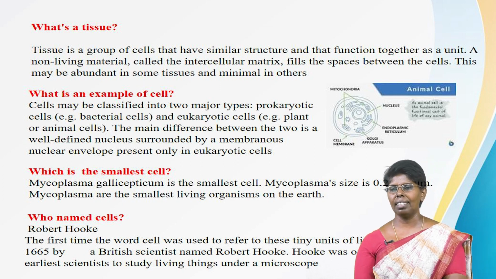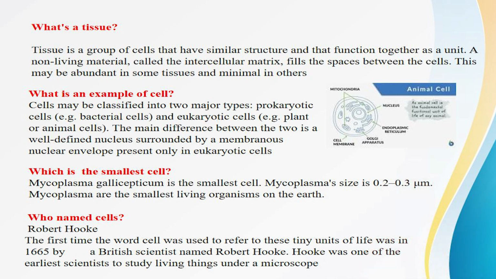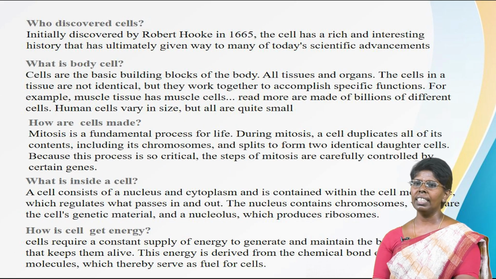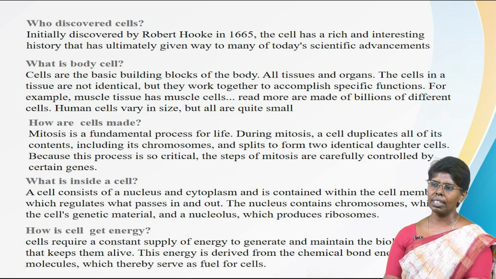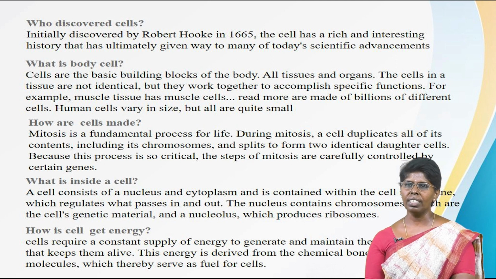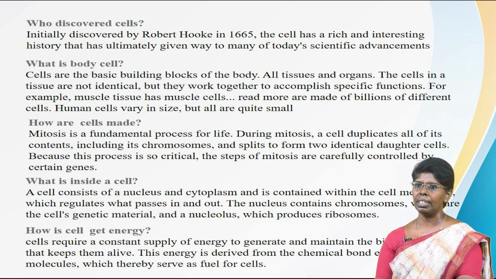So who named the cells? Robert Hooke. The word cell was first used to refer to this tiny unit of life in 1665 by the British scientist Robert Hooke. Hooke was one of the earliest scientists to study living things under the microscope. Who discovered the cells? It was discovered by Robert Hooke himself, in 1665. The cell has a rich and interesting history that has ultimately given way to many of today's scientific advancements.